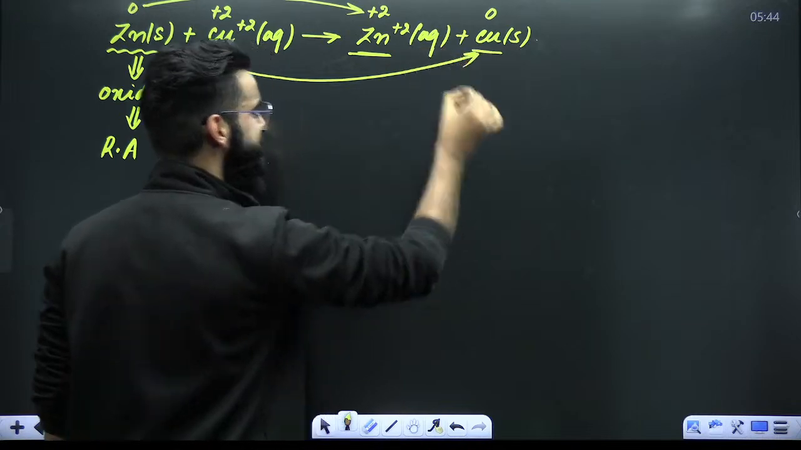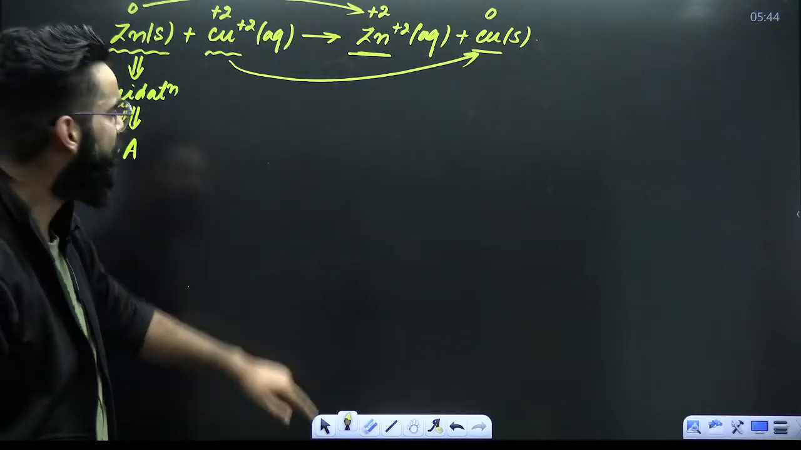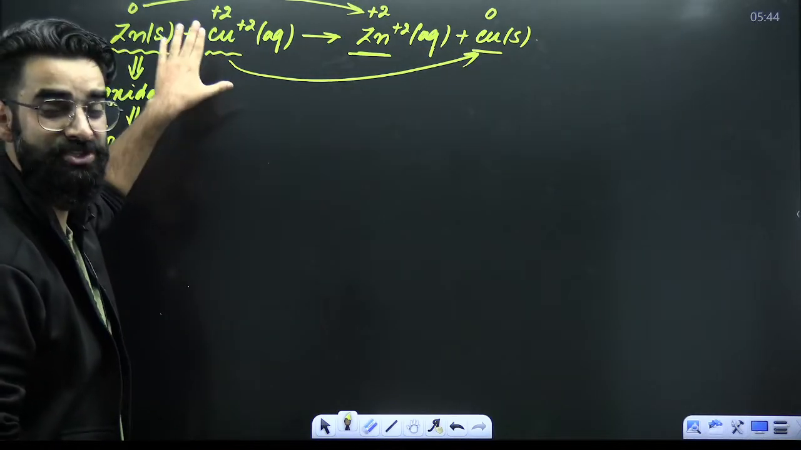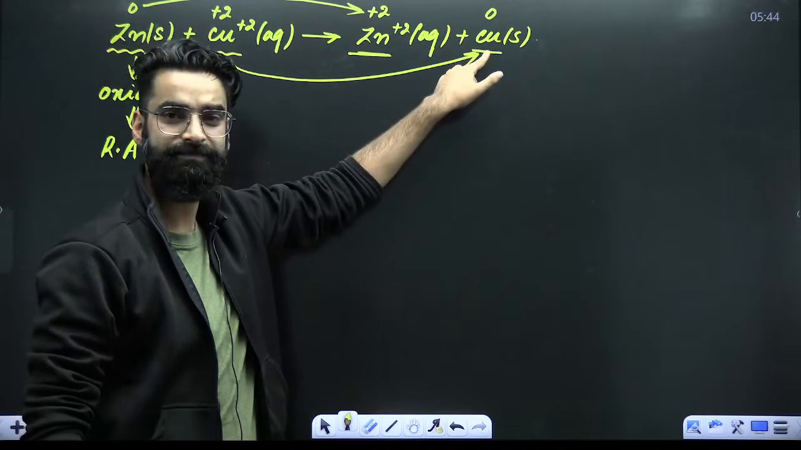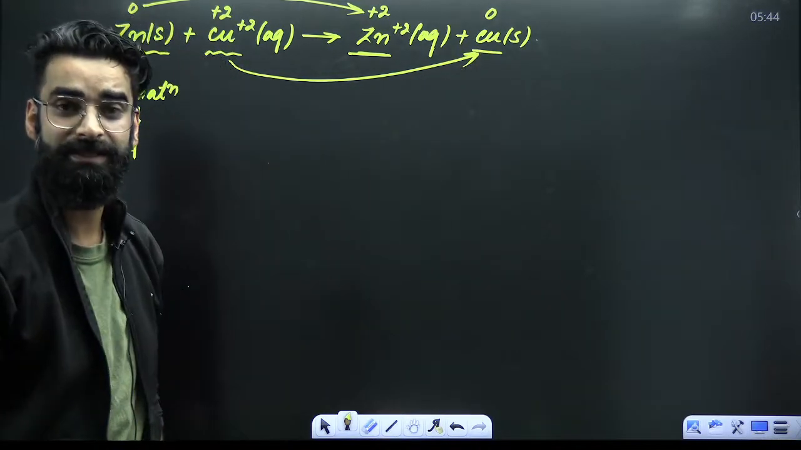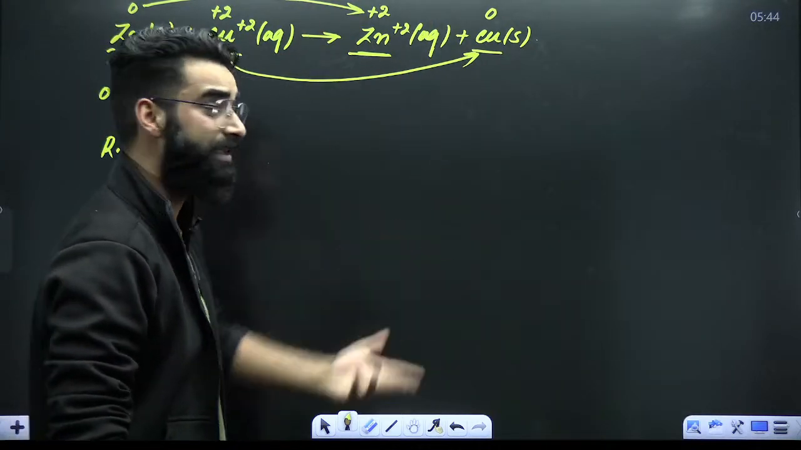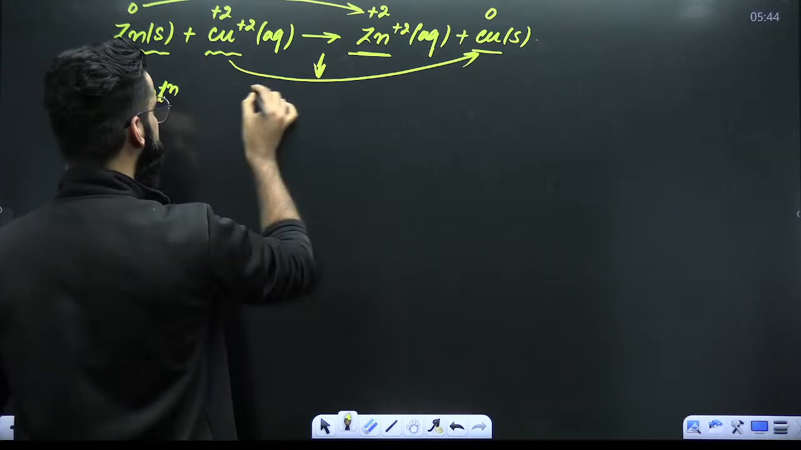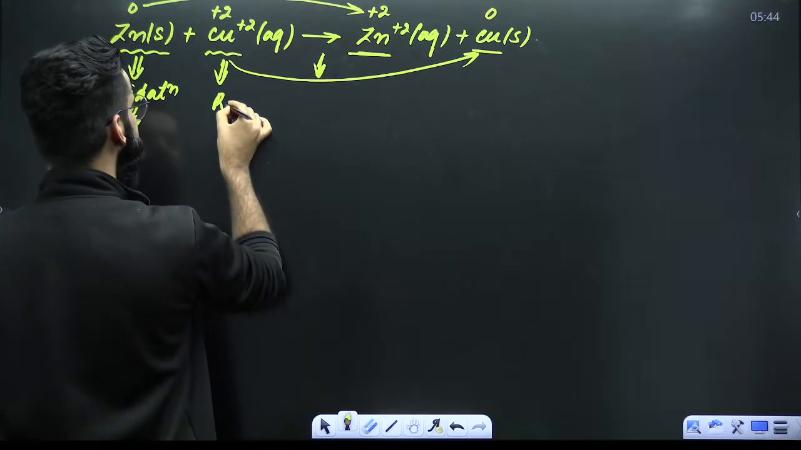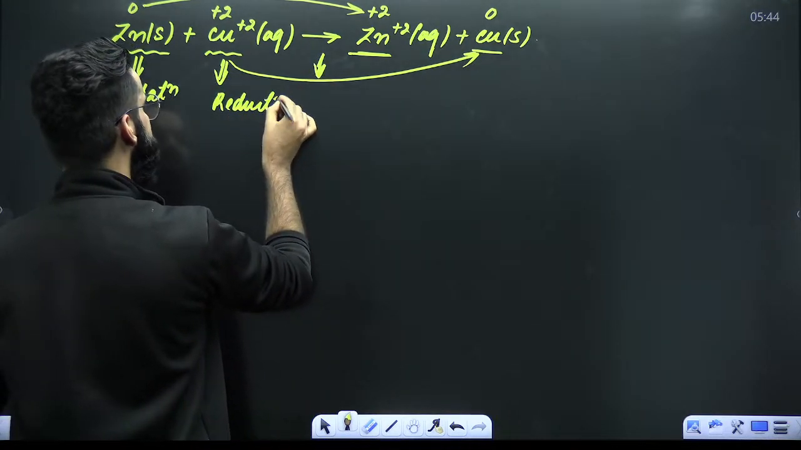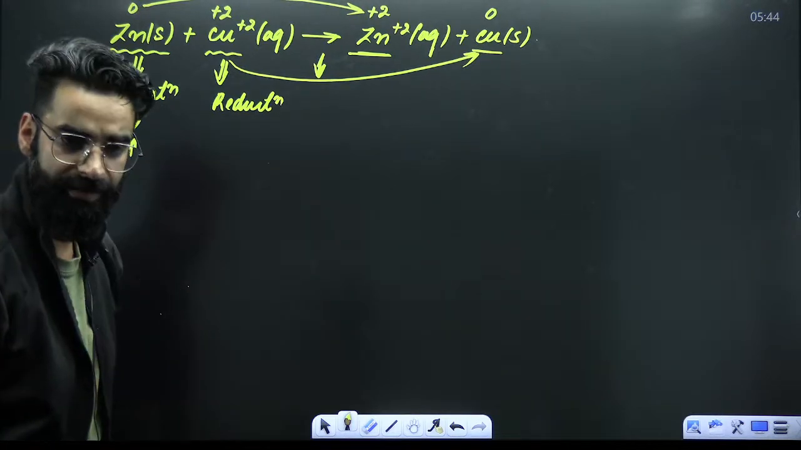Now at the same time, check whether the oxidation state of copper is increasing or decreasing. I would say the oxidation state of copper is changing from plus 2 to 0. Is it an increase or decrease? It is a decrease in the oxidation state. Plus 2 to 0, decrease in the oxidation state. And a decrease in the oxidation state is something which you call a reduction. So I would say this copper dipositive is undergoing reduction.